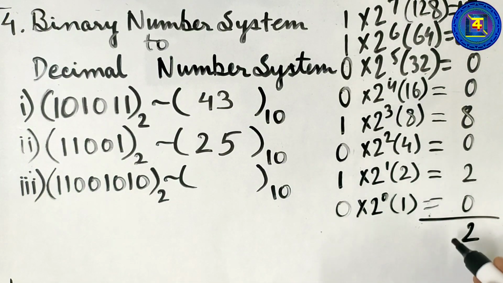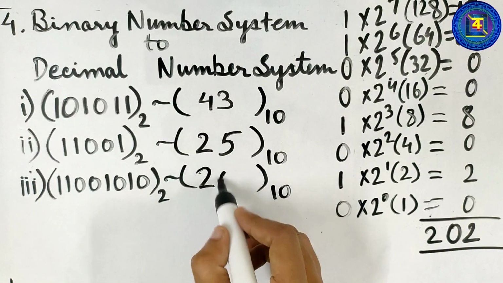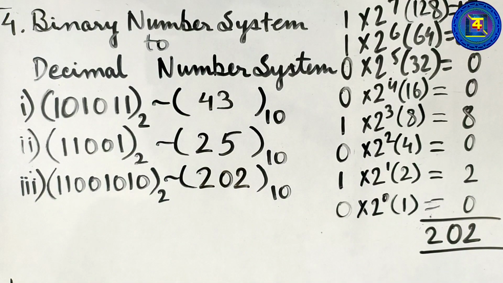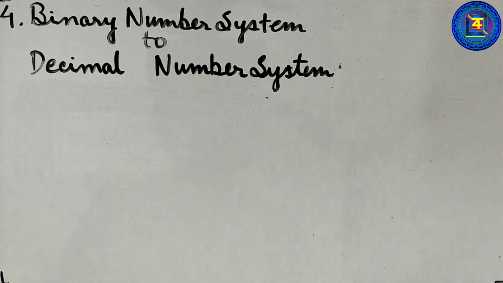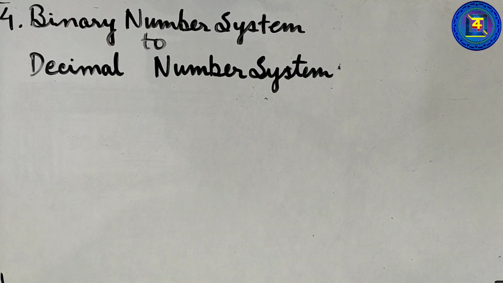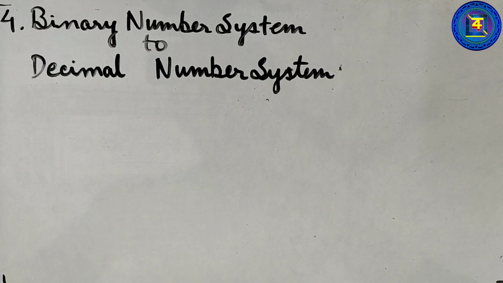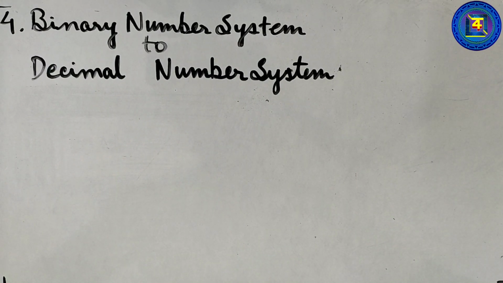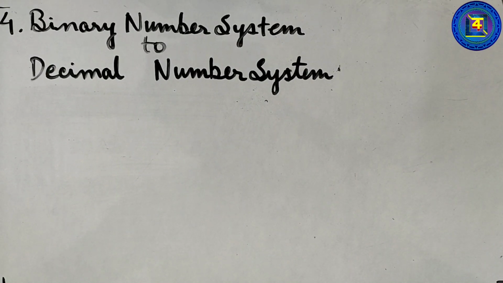6 plus 2 returns 10, so you will write 0 and 1 will be carried, 1 and 1 returns 2. So obviously the number is 202 in decimal format, which in binary will be written as 11001010. So do not skip the video, because at the end I'll be teaching you all a very shortcut and a very fast method to convert binary to decimal, octal to decimal and hexadecimal to decimal number system.